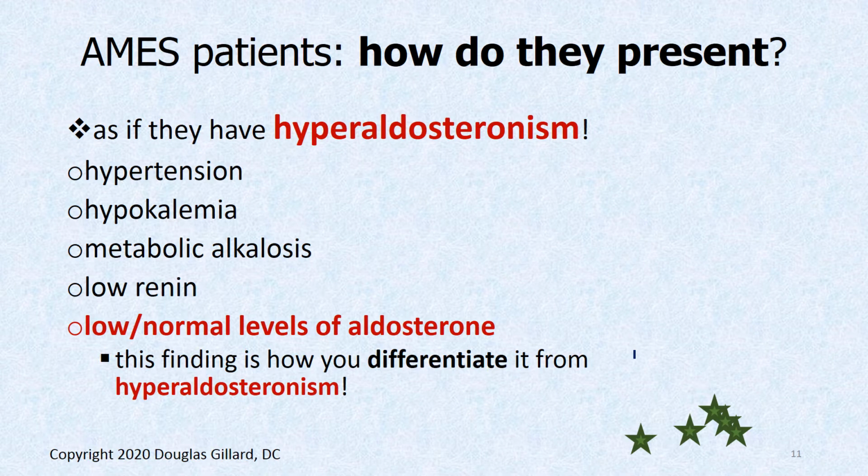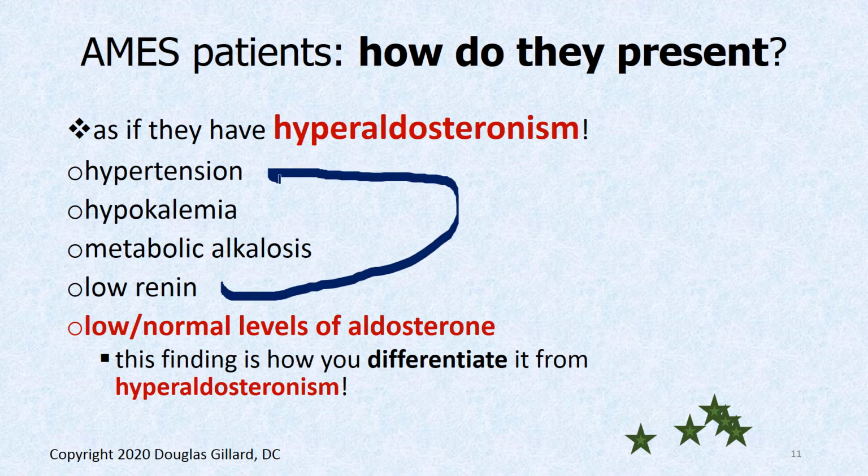There's one huge difference, though, when you do blood work. Just like hyperaldosteronism, you're going to find hypertension from the over-reabsorption of salt and water. You're going to have hypokalemia. Too much potassium got kicked out. Too much hydrogen ion gets kicked out. You're going to have metabolic acidosis. You're going to have low renin levels because of the hypertension.